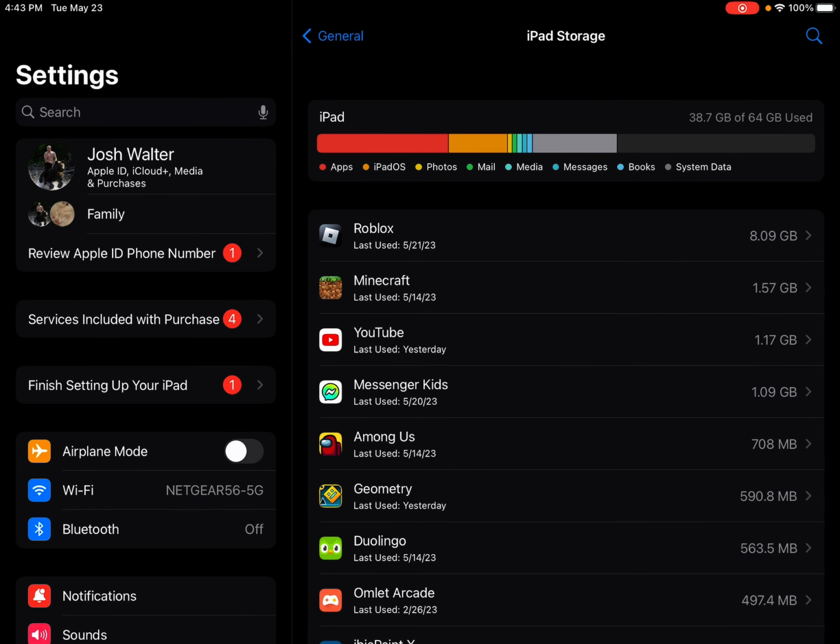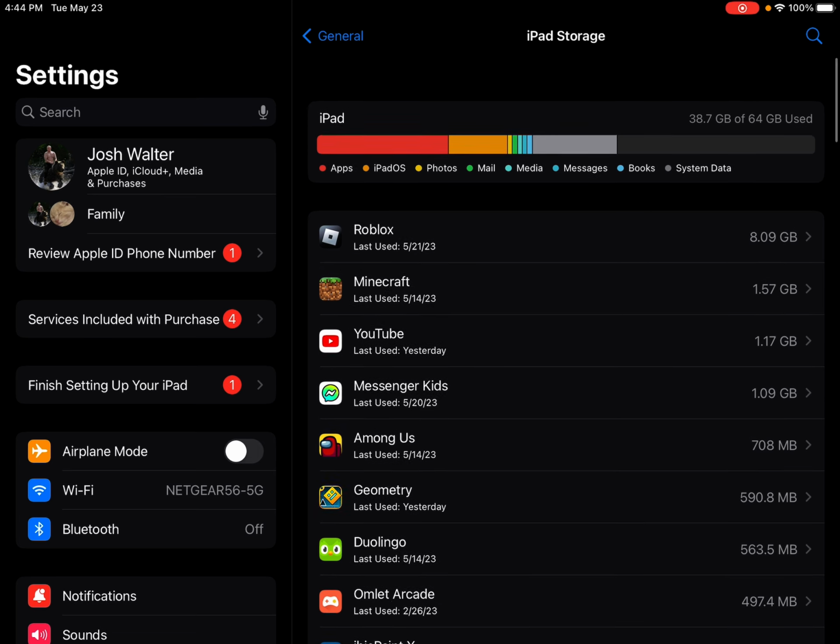Hello guys, so my tablet was kind of glitching. I don't know what's going on, but I had 62 gigabytes at 64 used, and how I knew was I got alerts saying that my storage was filled, and then I figured out I had Rise of Kingdoms on my tablet. I was like, I don't need Rise of Kingdoms on my tablet when I have it on my phone. So I deleted Rise of Kingdoms, and it went down to this.